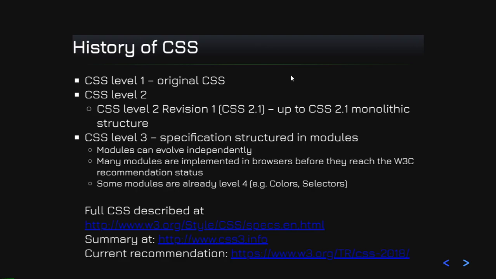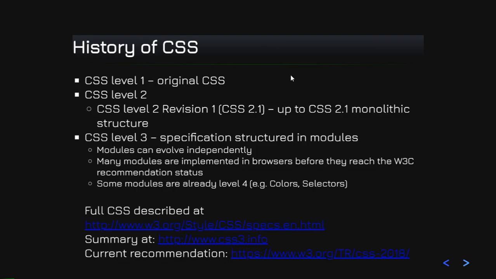Up to this version, up to CSS version 2.1, the structure of the cascading style sheet language was monolithic, but starting with CSS level 3, the specification changed to a modules specification. So it is structured in modules. It has the advantage that each module can be developed and can evolve independently. And as usual, many modules are already implemented in browsers by the time they get to be a W3C recommendation.